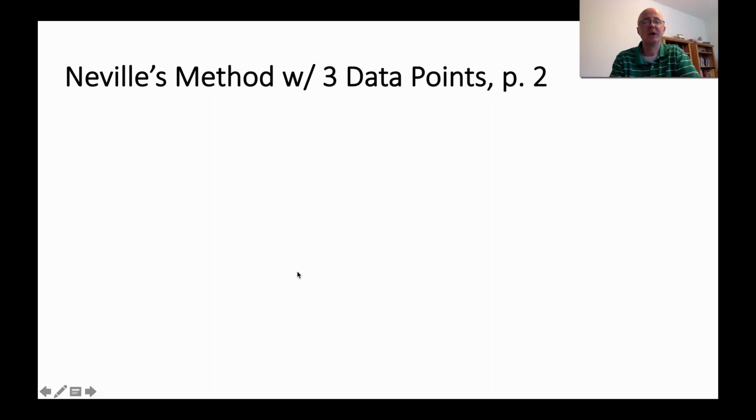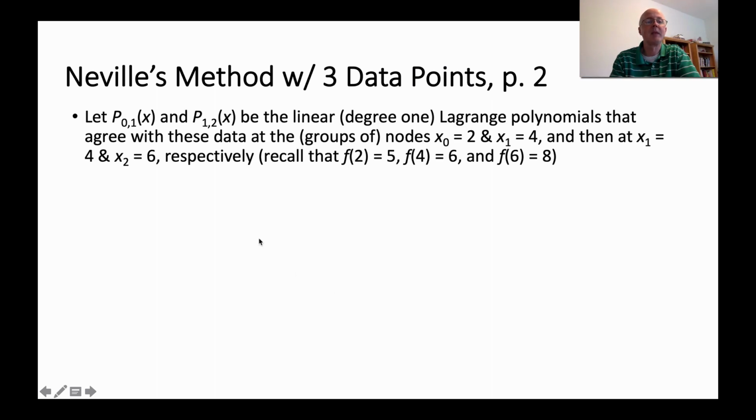All right, go on to page 2 here of Neville's method with 3 data points. So we're going to now go on to linear functions that are not constant. P sub 0,1 of x is going to be a degree 1 Lagrange interpolating polynomial that agrees with the data points at the 0th and 1st nodes, which are really, again, the 1st and 2nd, x0 and x1. And P1,2 of x is going to be a linear Lagrange interpolating polynomial that agrees with the data at the second and 3rd points, which are labeled x1 and x2 for the nodes themselves.